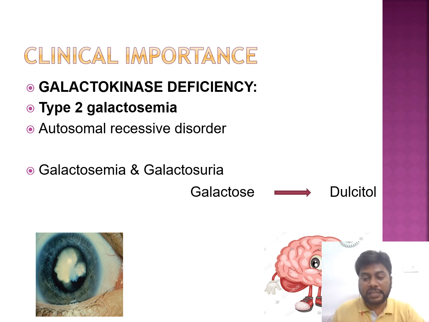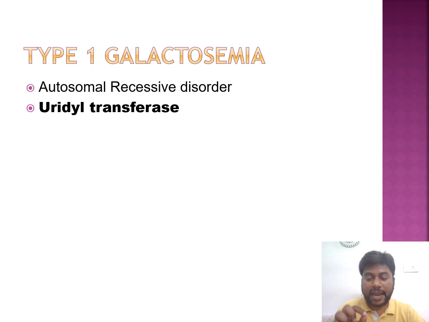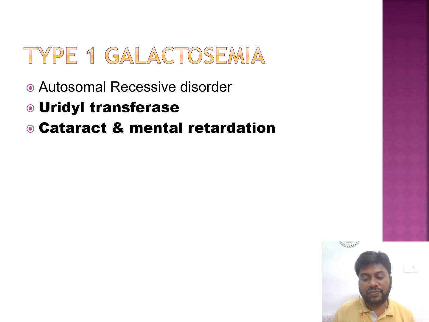Next, other than galactokinase, the second important enzyme involved in galactose metabolism is galactose 1-phosphate uridyl transferase. When this enzyme is deficient, it leads to type 1 galactosemia, otherwise called classical galactosemia. In this autosomal recessive disorder, when the enzyme is deficient or absent, two things accumulate: galactose, and galactose 1-phosphate. When galactose accumulates, it leads to galactosemia, galactosuria, cataract and mental retardation. All these features will be there.